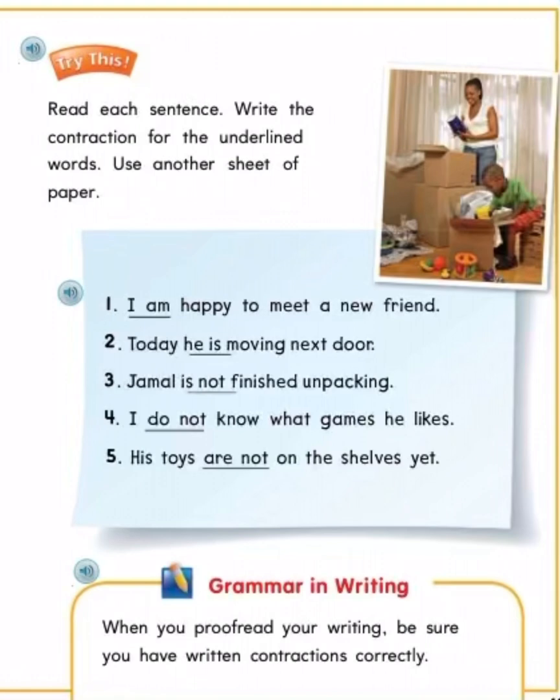Try this. Read each sentence. Write the contraction for the underlined words. Use another sheet of paper. 1. I am happy to meet a new friend. 2. Today he is moving next door. 3. Jamal is not finished unpacking. 4. I do not know what games he likes. 5. His toys are not on the shelves yet. Grammar in writing. When you proofread your writing, be sure you have written contractions correctly.